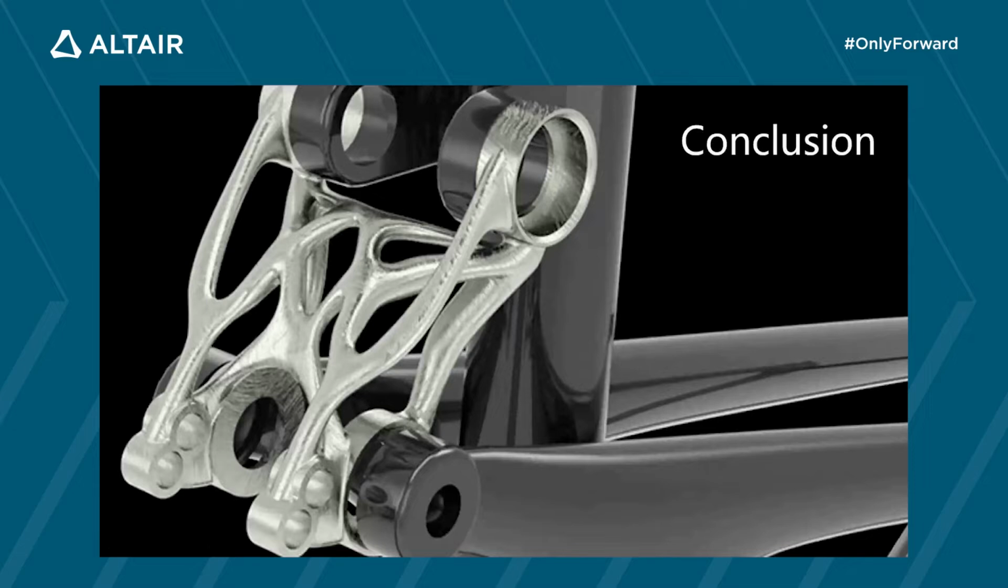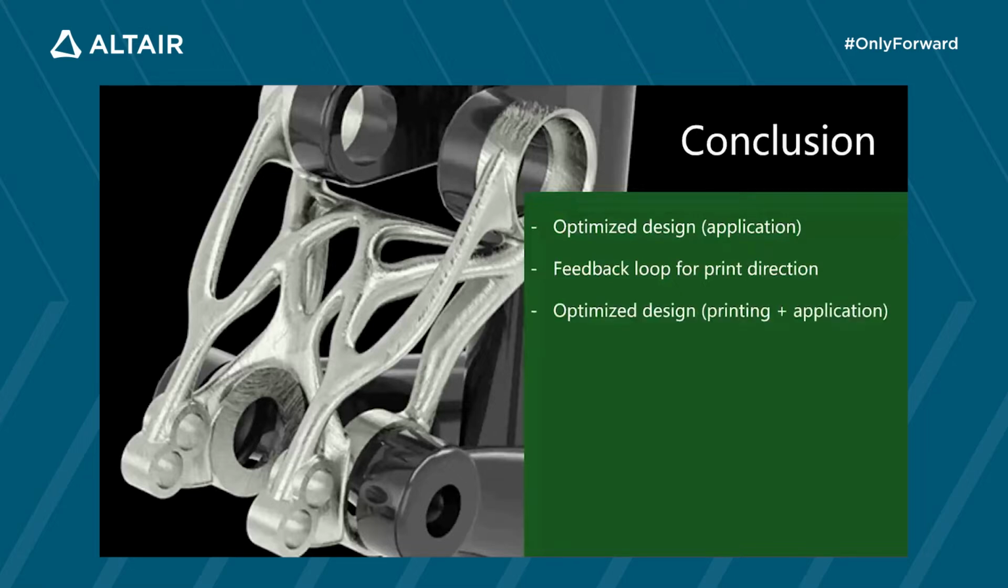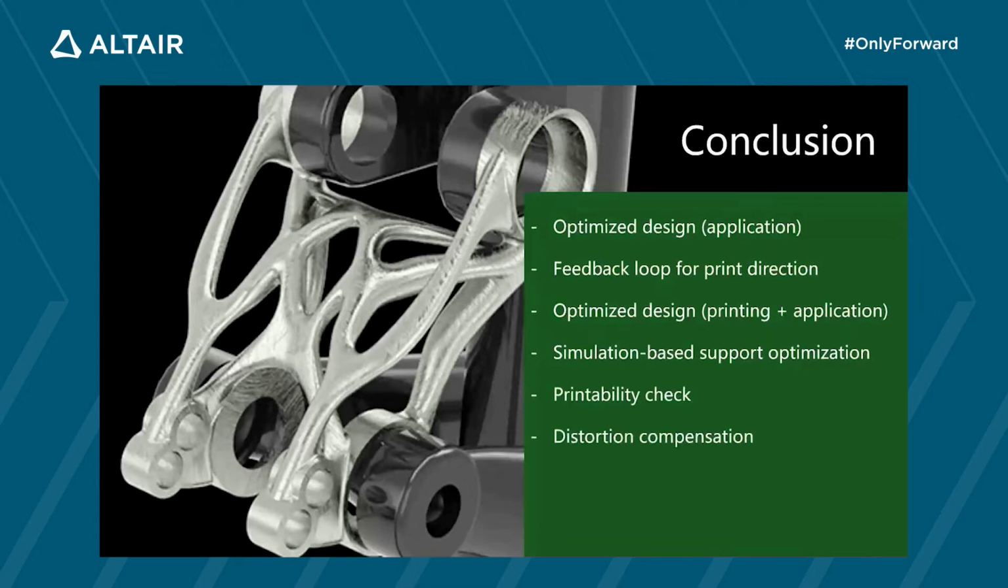All right, so let me conclude my presentation. We started with an optimized design, optimized for its application. We did a feedback loop with the examiner module for the print direction. And then we got, from Inspire, the optimized design, not only for application, but also optimized for 3D printing, or for SLM in this case. So then we ran the simulation-based support optimization, created supports. We checked for the printability, compensated deformation. We have proven the thermal stability, and also generated a ghost part in order to have a thermally stable job.